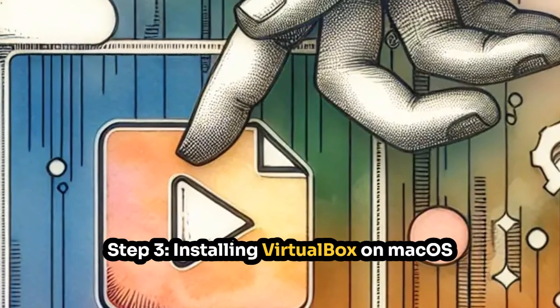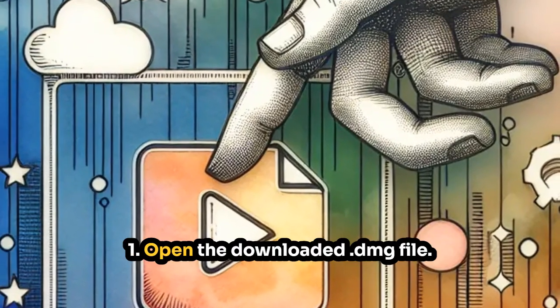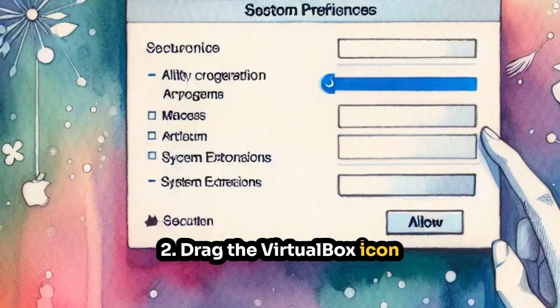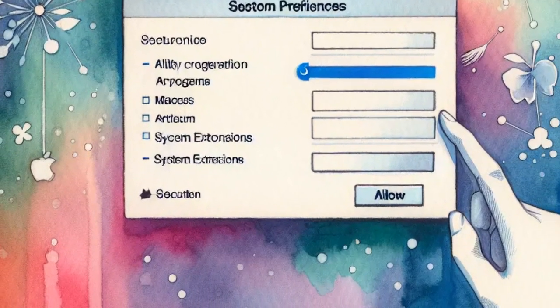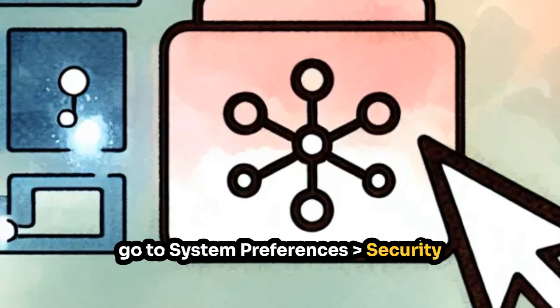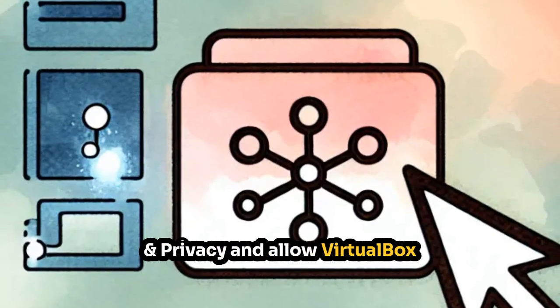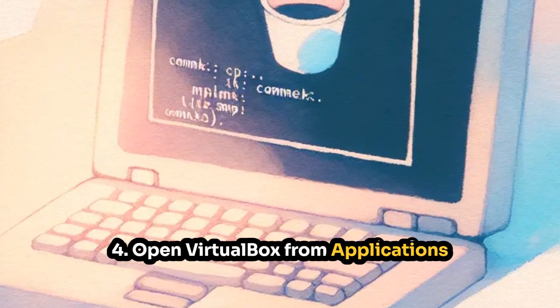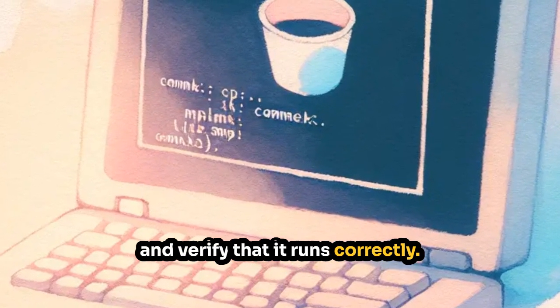Step 3. Installing VirtualBox on macOS. 1. Open the downloaded .dmg file. 2. Drag the VirtualBox icon into the Applications folder. 3. If macOS blocks the installation, go to System Preferences, Security and Privacy, and allow VirtualBox under System Extensions. 4. Open VirtualBox from Applications and verify that it runs correctly.